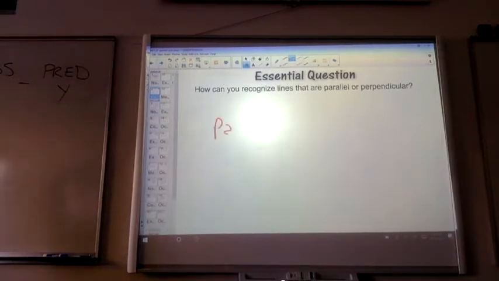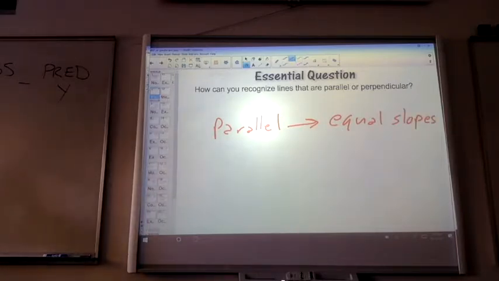So parallel equals slopes. So if you had a slope of one line of 2/3 and the other line's 2/3, they're parallel.